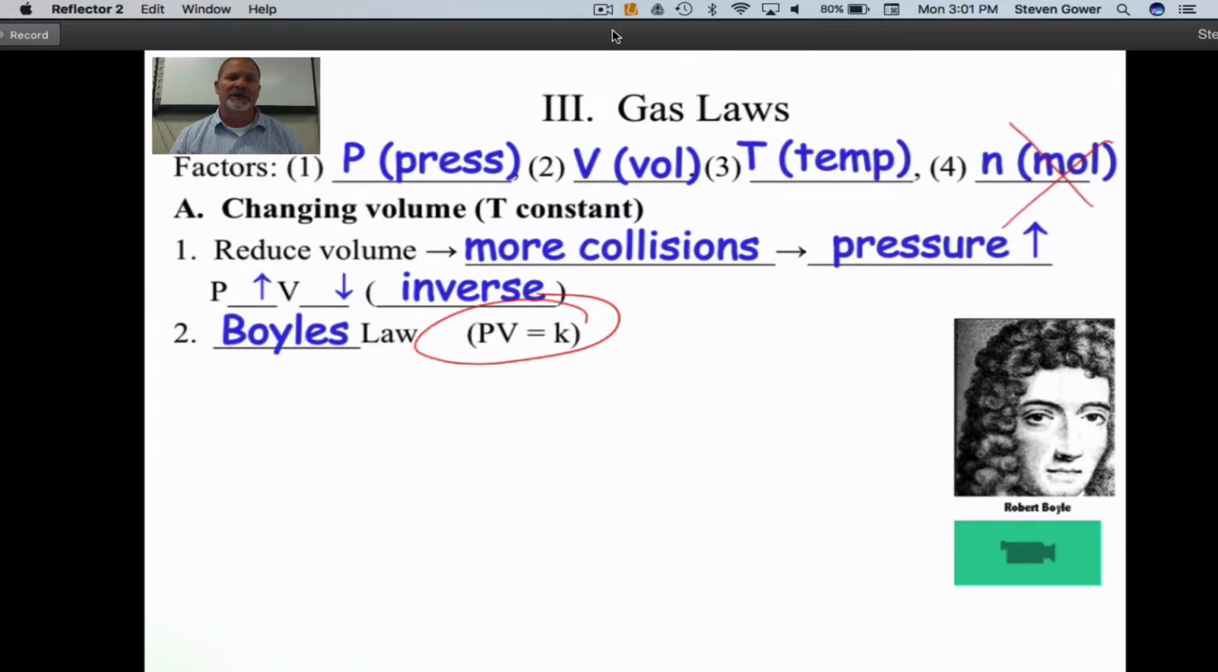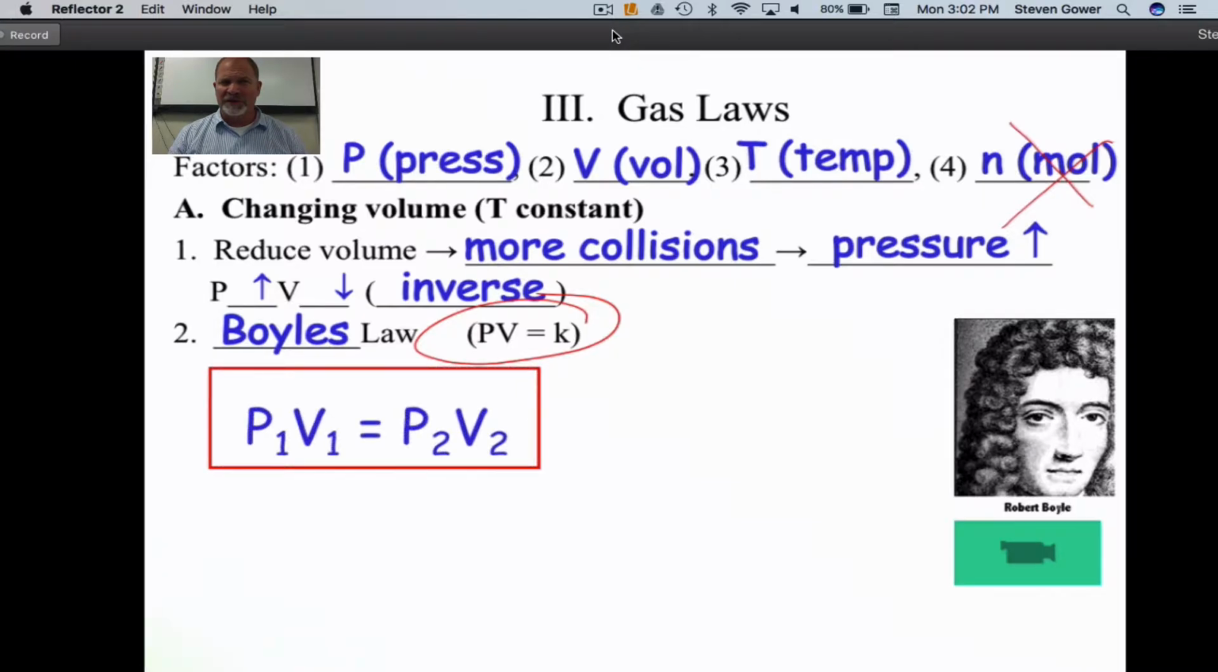If we say for example my K is 40, so if my P is 20, my V would have to be 2, so 20 times 2 is 40. If my P were to decrease down to 8, my V must increase up to 5, so 8 times 5 is 40. So they always have that inverse relationship with each other. So the equation is P1 times V1 equals P2 times V2.